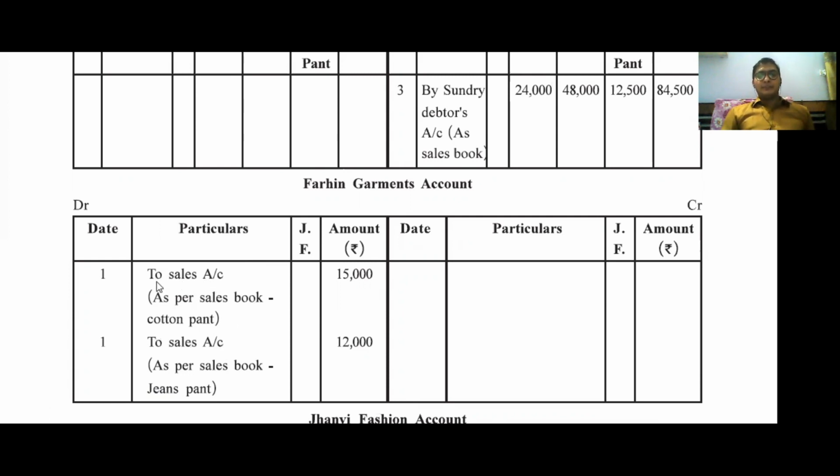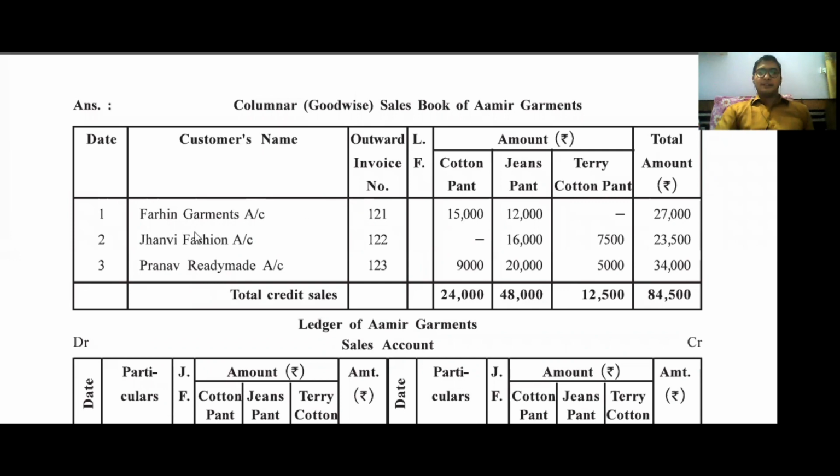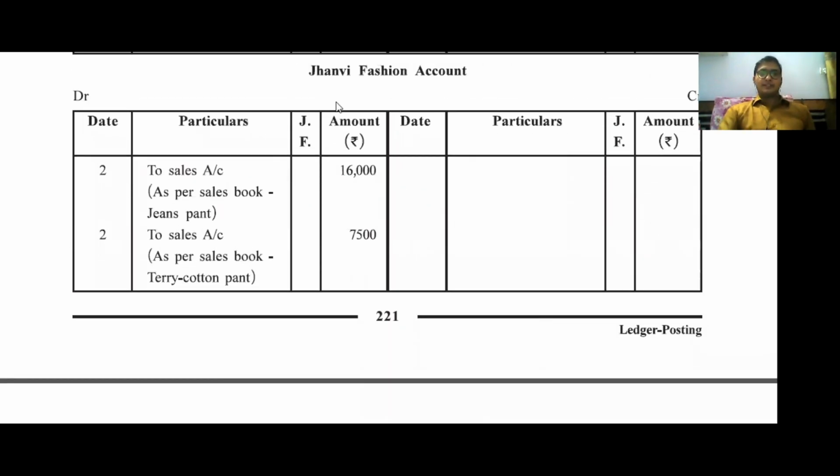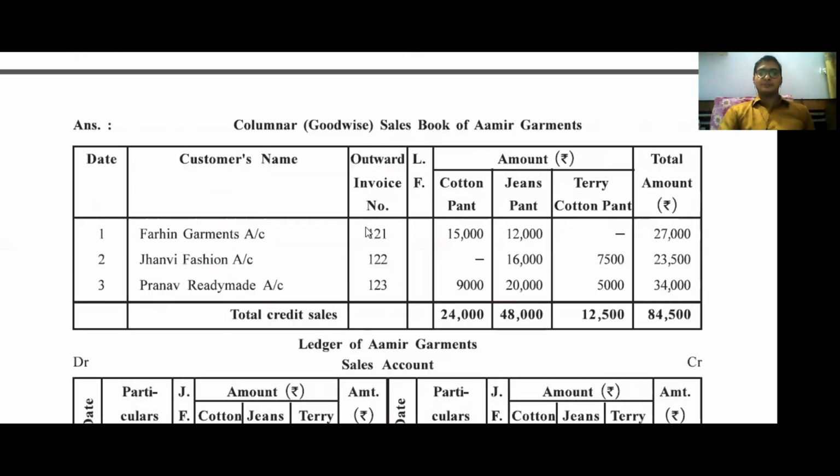Here we can simply write two sales, 15,000 as well as 12,000. That's it. This is for Farhin. Now for Janvi Fashion, on the debit side of the ledger account of Janvi Fashion, two sales 16,000 and two sales 7,500.